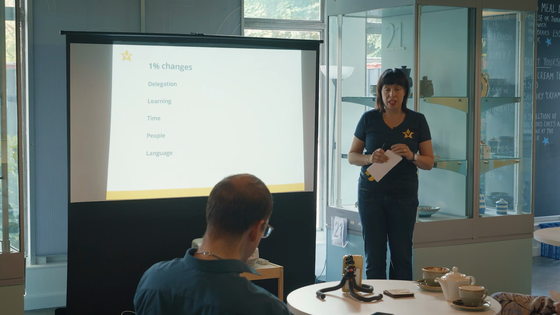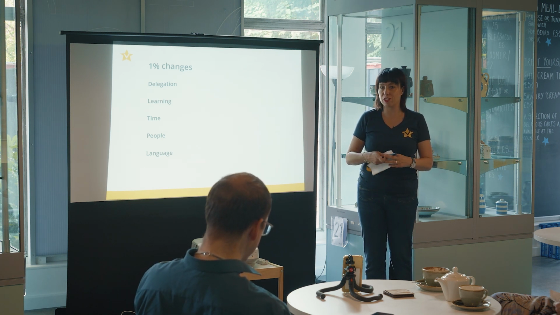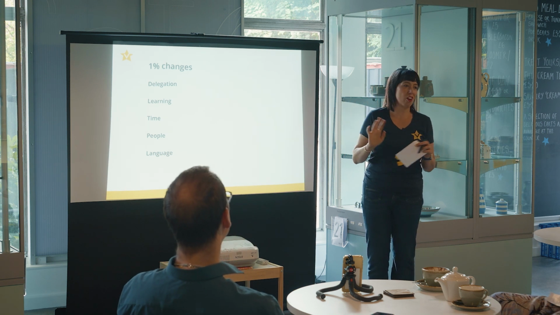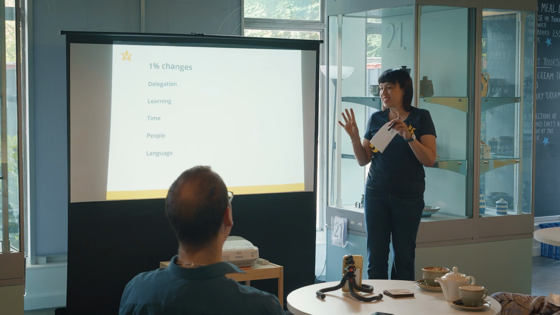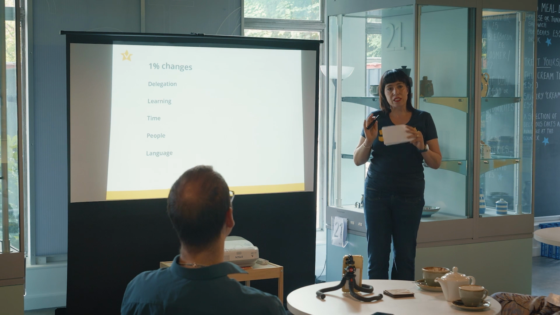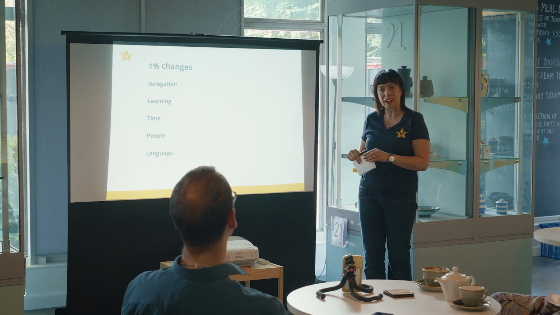Time's a big 1% change as well. I've started using the Pomodoro method, which is a lovely 1% change. I've got this really lovely little clock. It's got a rainbow and a little cloud. I bought a child's one. The little rainbow and the cloud disappear and then the buzzer goes off. But it's such a little change in my life. I get stuff done much quicker now.